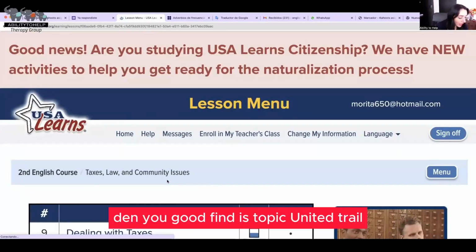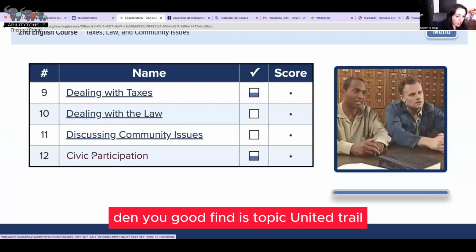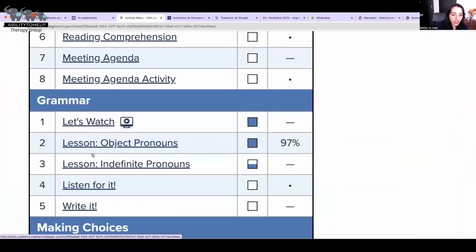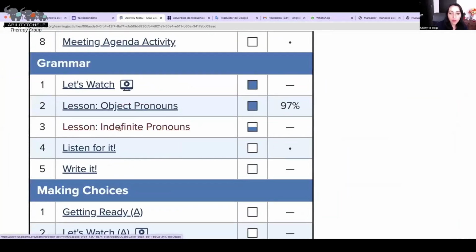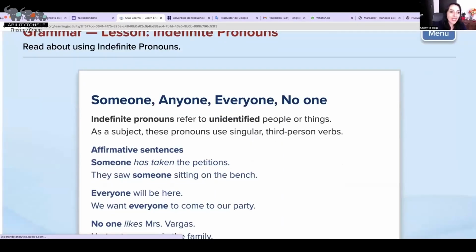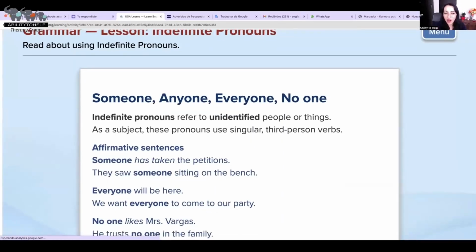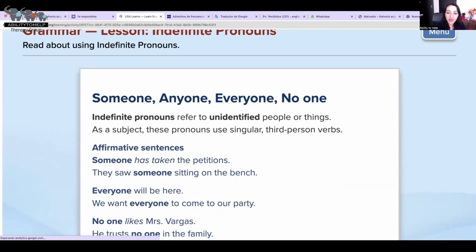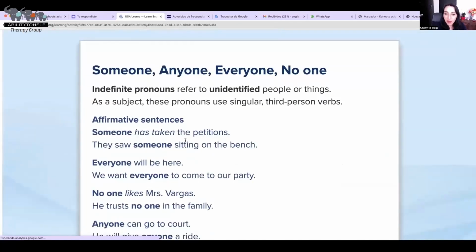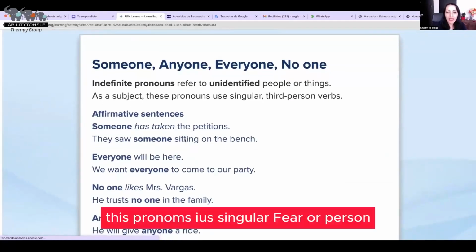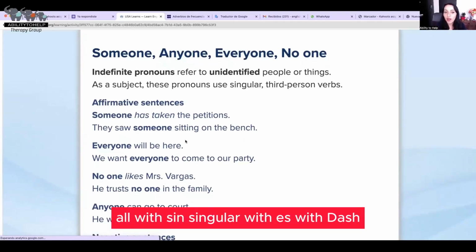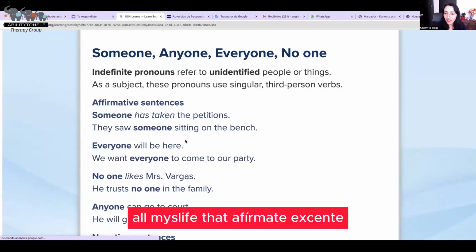Unit three. Then you could find this topic, unit 12, object pronoun and, what is it? Object pronoun and indefinite pronoun. So let's practice, let's learn a little bit more about this topic. Someone, anyone, everyone, or no one. Indefinite pronouns refer to unidentified people or things as a subject. These pronouns use the singular, for a person, always in singular, with is, with does, always like that.